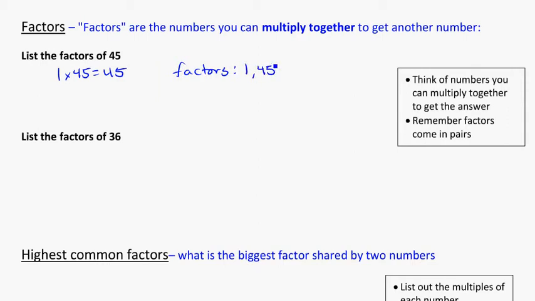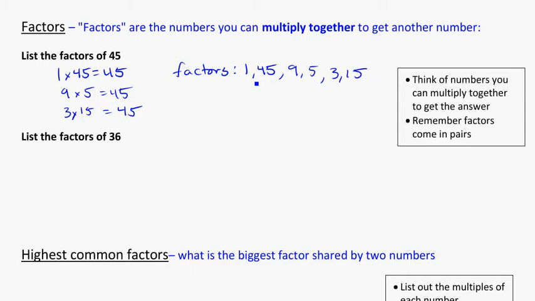But we've got to think about more. What else can I times together to get 45? What about 9 and 5? Well, that gets me 45. So I could also list 9 and 5 as factors. And you have to think really hard to imagine if there's any more, because sometimes with bigger numbers there are more that you're just not used to thinking of. So another one here would actually be 3 times 15. And that also gives you 45. So those factors would also be included, 3 and 15.